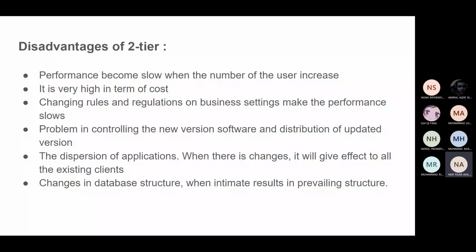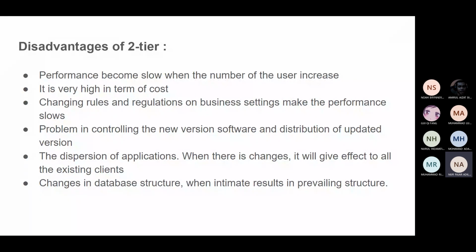Next are the disadvantages of two-tier. Performance becomes slow when the number of users increases. It is very high in terms of cost. Changing rules and regulations of business settings makes it slow. Problem in controlling the new versions and distribution of updation. The dispersion of the application when there are changes will give effect to all the existing clients. Changes in database structure when initiated result in prevailing structure.